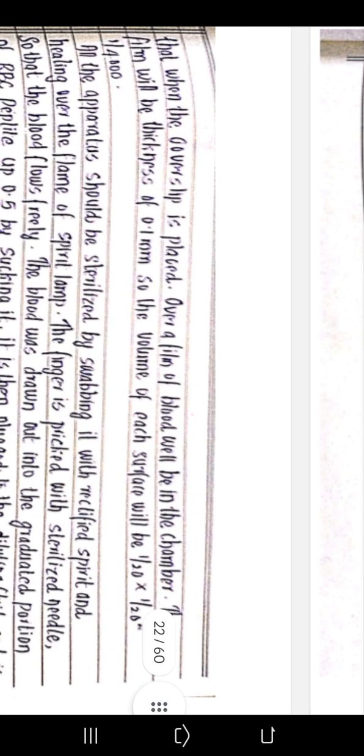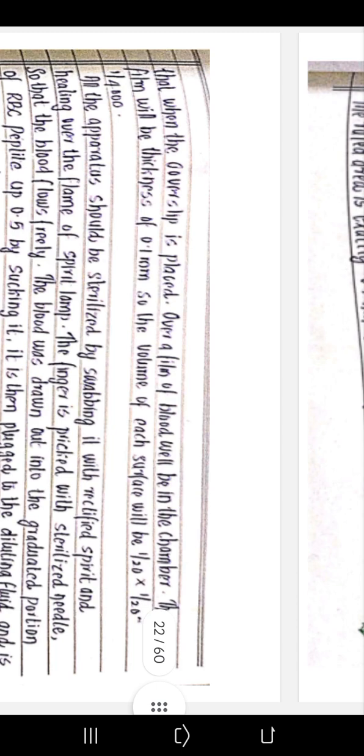This ensures that when the cover slip is placed over a film of blood filling the chamber, the film will be a thickness of 0.1 mm, so the volume of each square will be 1 by 20 into 1 by 20, which is equal to 1 by 400. No, 400. That's a mistake.